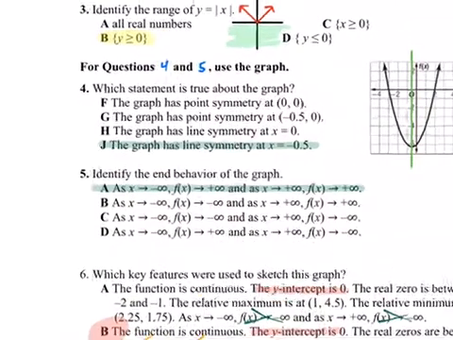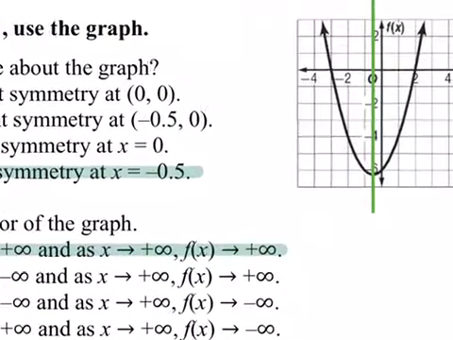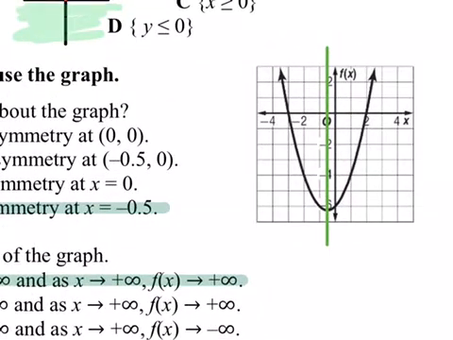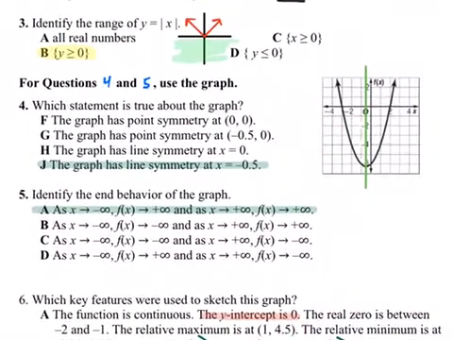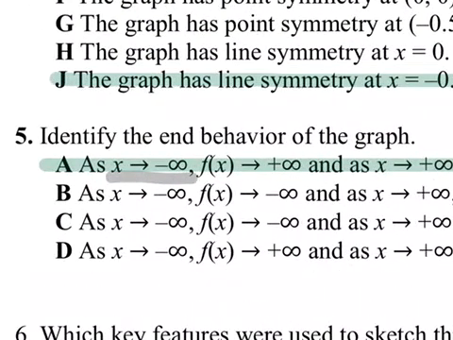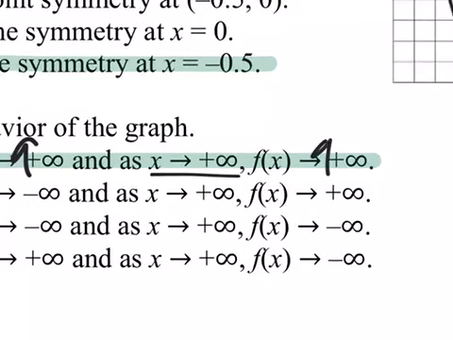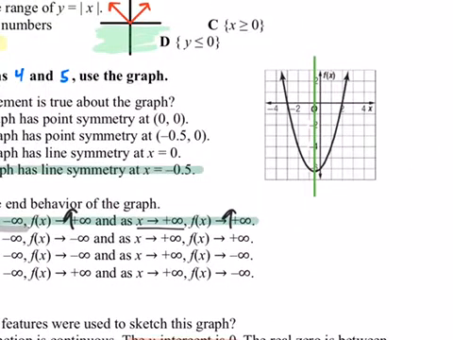For questions 4 and 5, we're going to use this graph. It says, which statement is true? This one is not point symmetry. This one is, in fact, line symmetry, to where it's symmetric through this line, to where each side of the curve could kind of look at that line and see its reflection in the mirror. The end behavior, remember as x approaches negative infinity, that's our left arrow. Our left arrow is pointing up. As x approaches positive infinity is the right arrow, which our right arrow is also pointing up.